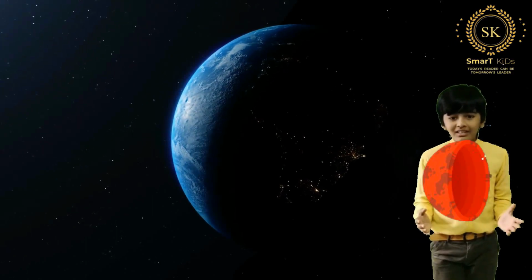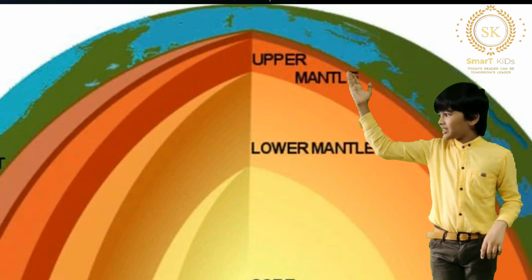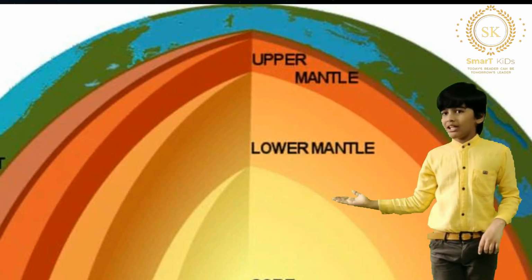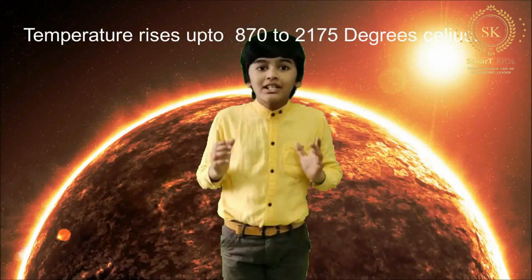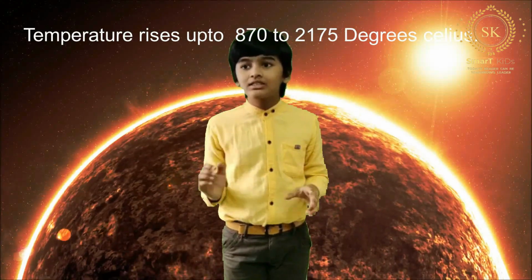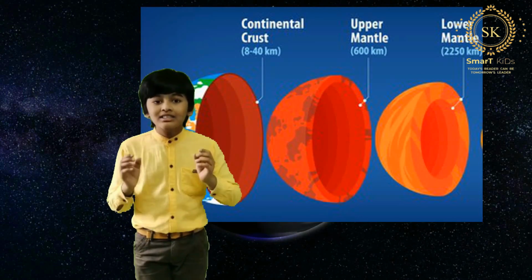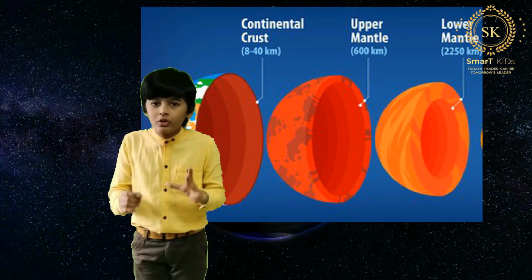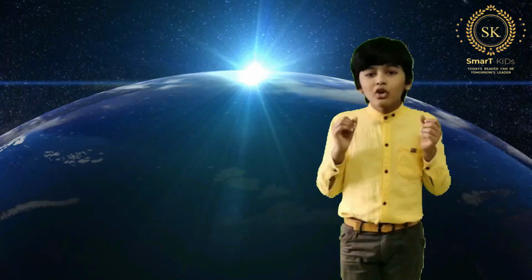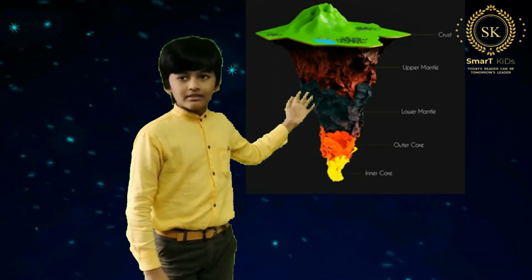The mantle is divided into two parts. Those are the upper mantle and the lower mantle. Here the temperature rises up to 870 to 2175 degrees Celsius. The rocks in the upper mantle are in a semi-molten state and keep flowing. The molten material is called magma. In the lower mantle, the rocks are found in solid state.